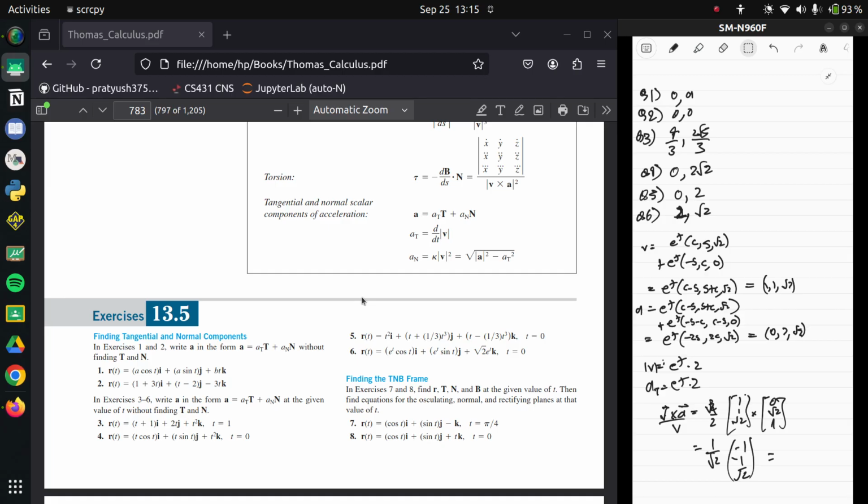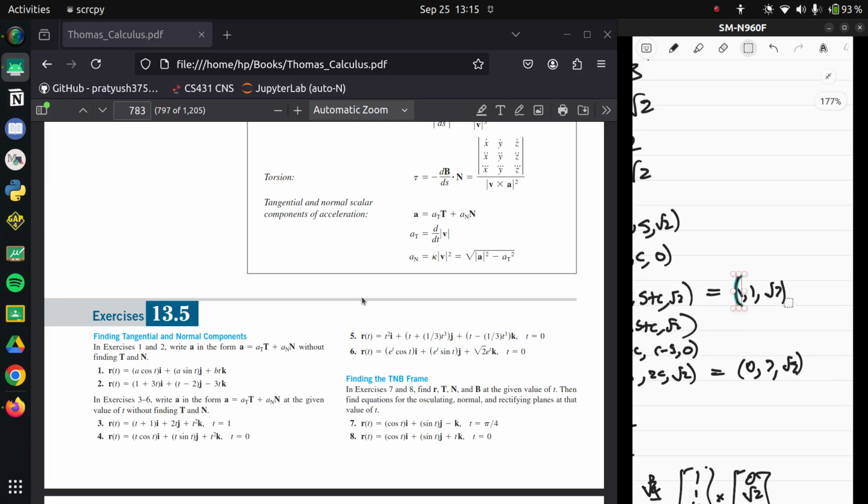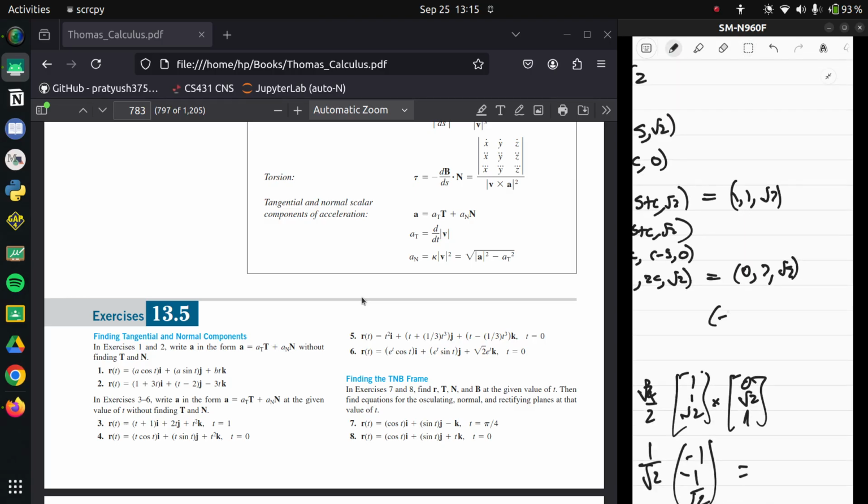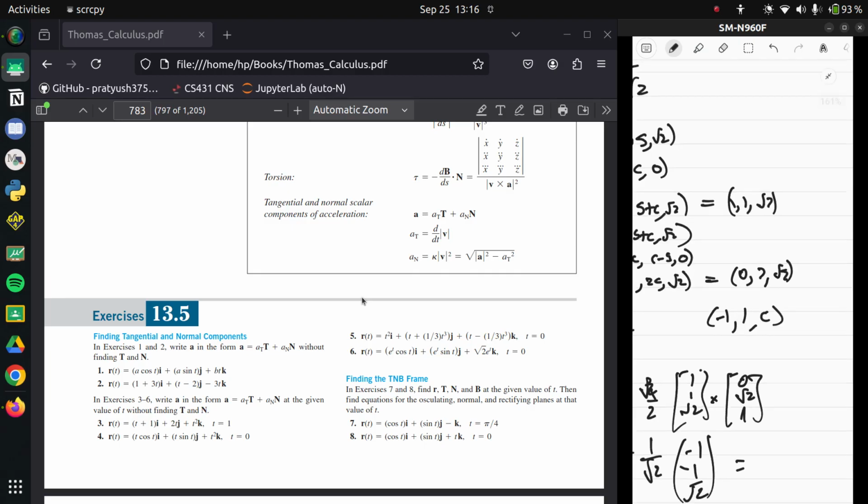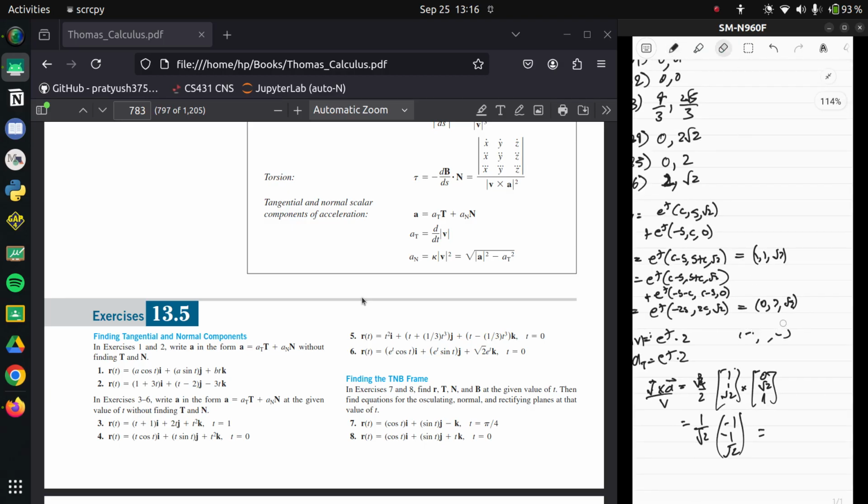So the tangential acceleration is in fact just this stuff, it turns out. So just subtract that out, it's just minus 1 comma 1 comma 0, and then, yeah, okay, it actually does work out.